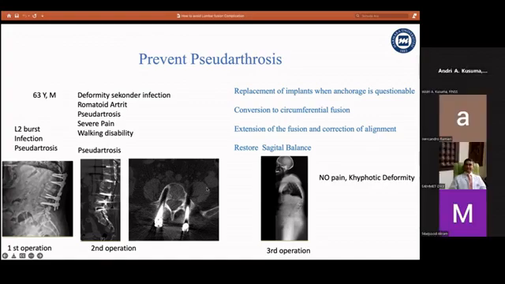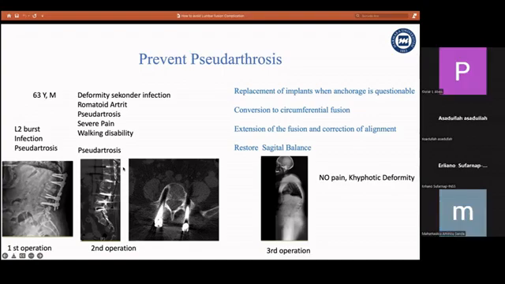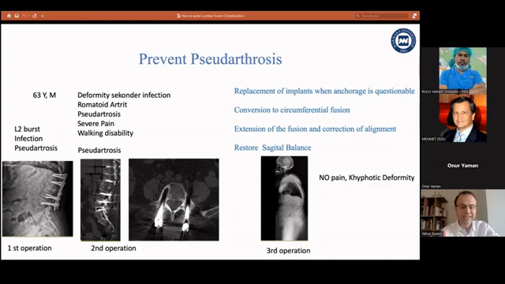So we accepted the patient. Now this is the new situation. We removed all of the screws. Before the operation, she had very severe pain related to pseudoarthrosis, and she couldn't walk. After removing all of the screws, she can walk, and she has minimal pain. But she again has sagittal imbalance, and we will correct this sagittal imbalance with a second operation.